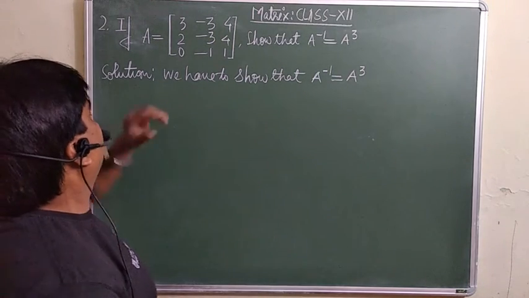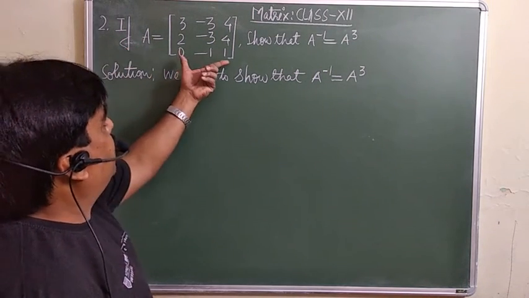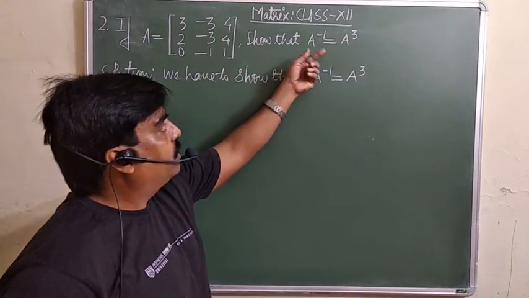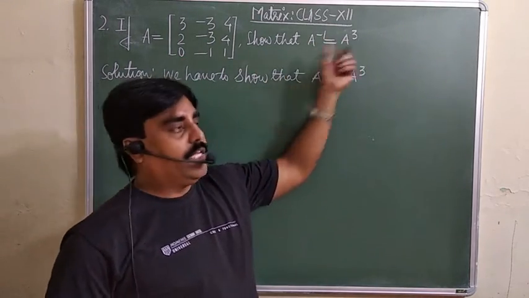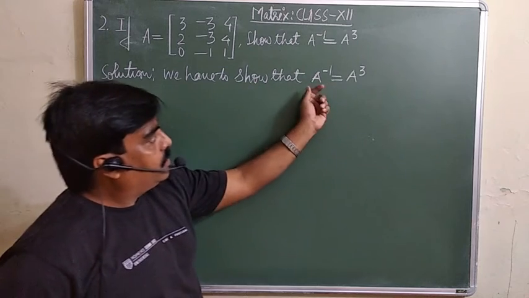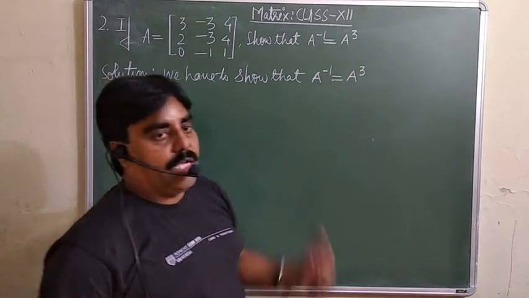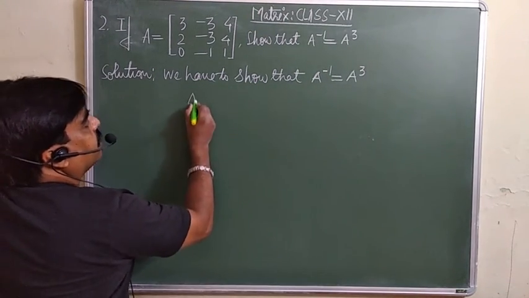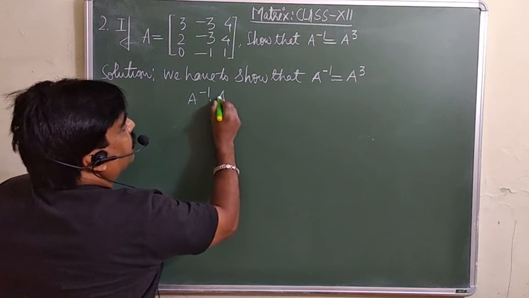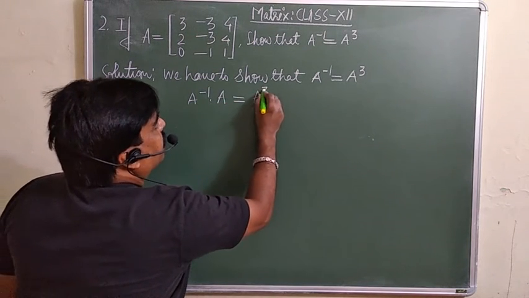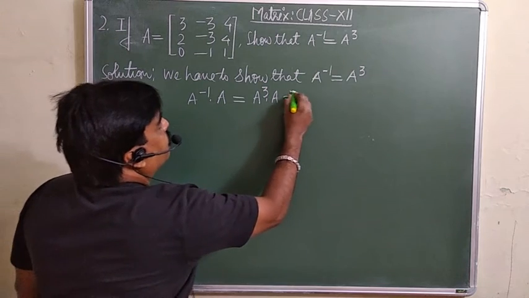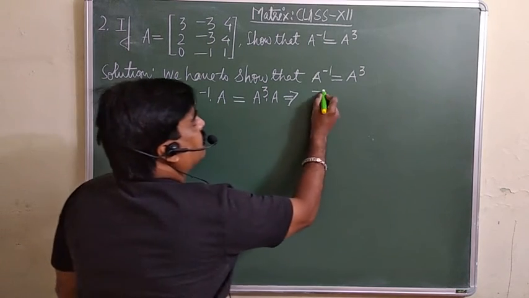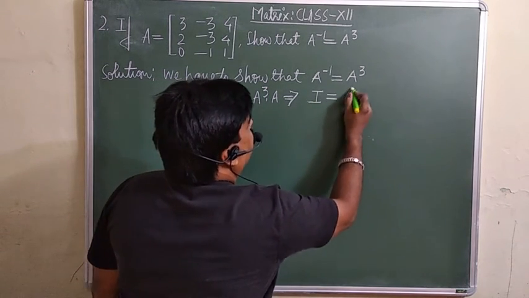Now the question is, A is the matrix given, and we are supposed to show that A inverse is equal to A cube. So we are given this, and we are supposed to show that A inverse is equal to A cube. So this can be written as A inverse into A. You can multiply by A on both sides, A cube. So what you will get from here, A inverse into A, that is your identity matrix, is equal to A raised to power 4.